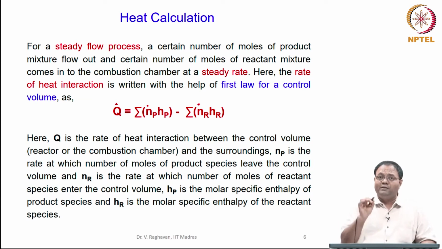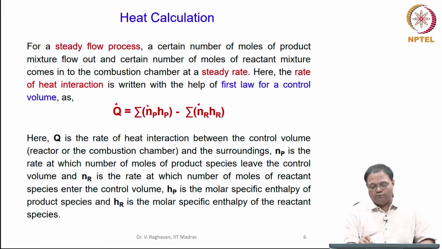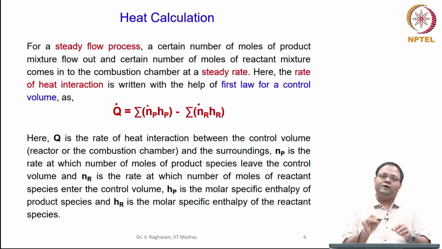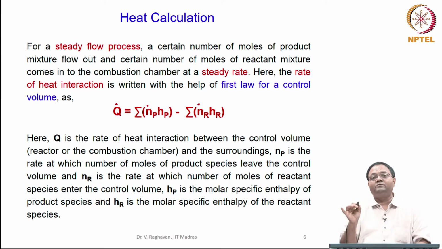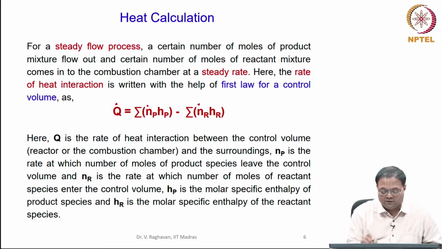Please understand that the rate at which the number of moles of product leave the combustor is not equal to the rate at which the number of moles of reactant enter, but mass is the same. The mass of the reactants entering the combustion chamber will be the same as the mass of the products leaving. In fact, mass of the fuel plus mass of the oxidizer will be equal to the mass of the product. So, mass is conserved, but the number of moles need not be conserved. So, we have to write this in this way.